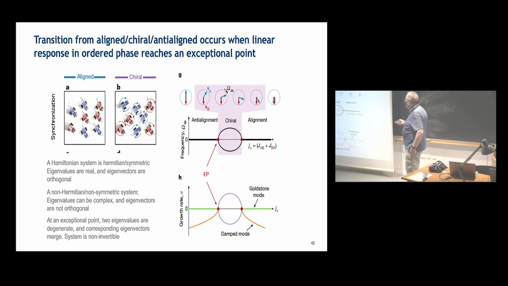Is that I can think of anti-flocking, flocking, and in between, as I tune some parameter, which now I can be explicit about what it is, it's J_AB plus J_BA. Does one win over the others, right? And in the middle, you get this chiral phase with broken symmetry.